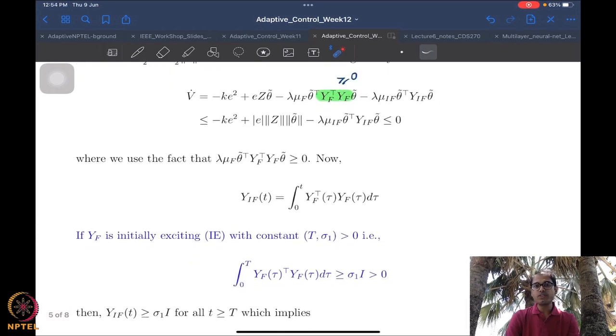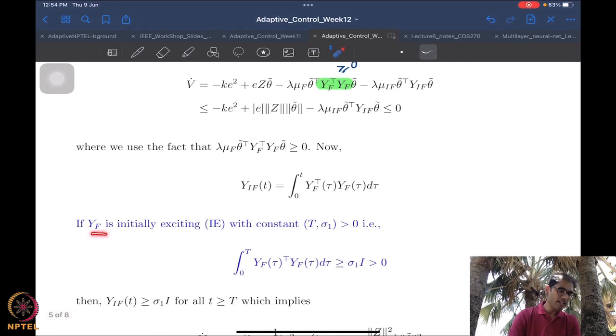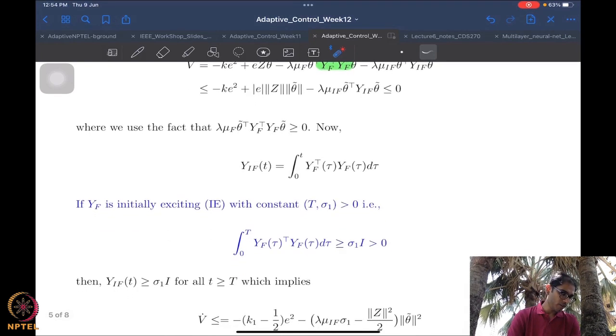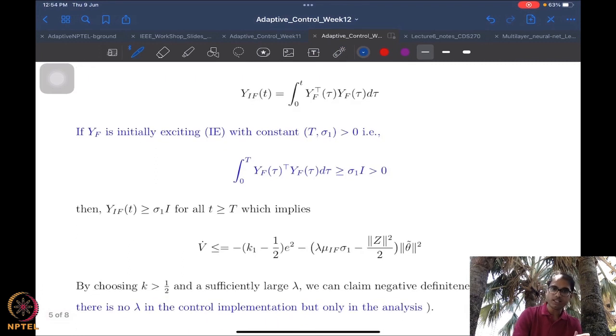And now we talk about the initial excitation property. We say that this YF is initially exciting, i.e. with constants T and sigma 1 positive, if this inner product YF transpose YF integrated from 0 to T is greater than or equal to sigma 1 times identity, which is a positive definite matrix. So what does it mean? It means that even if YF transpose YF instantaneously is not guaranteed to be positive definite. In fact, impossible, right? Because if you remember, YF is R 1 cross 2.